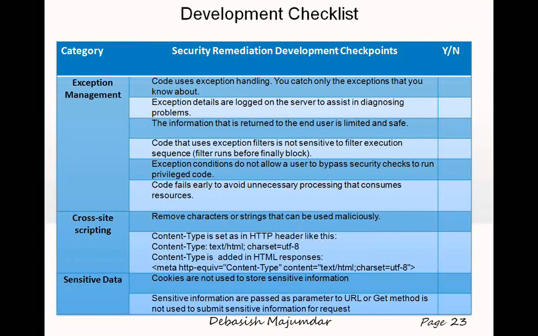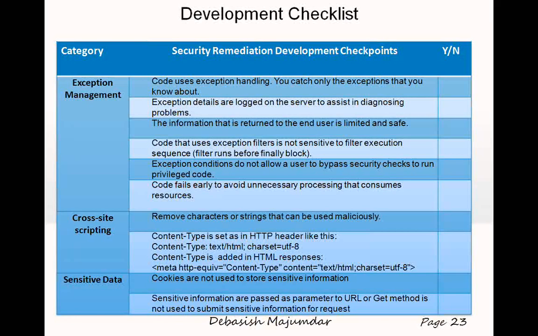Similarly, a few more categories: exception management, cross-site scripting, and sensitive data. In exception management, a few such checkpoints are over here: whether code fails early to avoid any unnecessary processing, and whether the exception conditions do not allow the user to bypass security or the privilege of the code. Within cross-site scripting, remove the characters or strings that can be used maliciously; that needs to be checked.